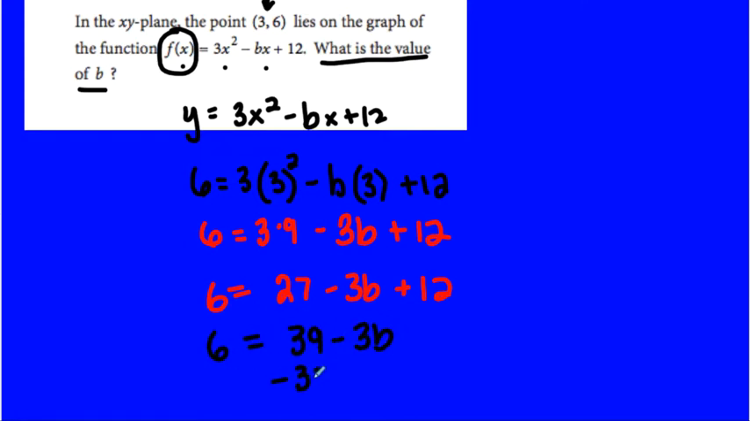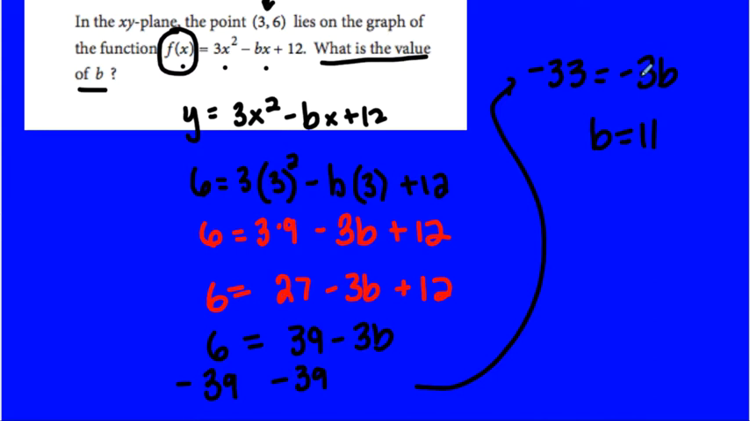I'm going to subtract 39, and I'm going to get negative 33 equals negative 3b. Okay, so I'm looking for the value of b that's going to make that equation true. Some of you are jumping to do the algebra, but I can see that the answer b would have to be 11 because negative 3 times 11 would give me negative 33. But sure, you could divide both sides by negative 3. Okay, so b would be 11.